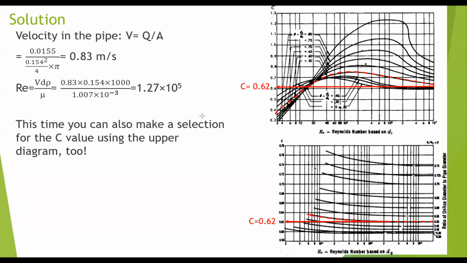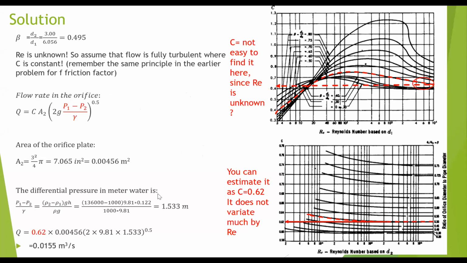127,000. It is a large number. It perfectly fits here, and our assumption is correct. The flow is fully turbulent, and the selection is correct. C is 0.62, and we may assume that the problem is solved correctly. So this is the correct velocity, and this is the correct flow rate.